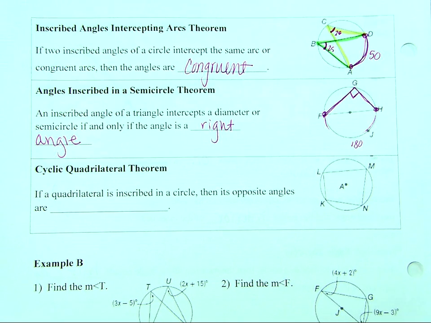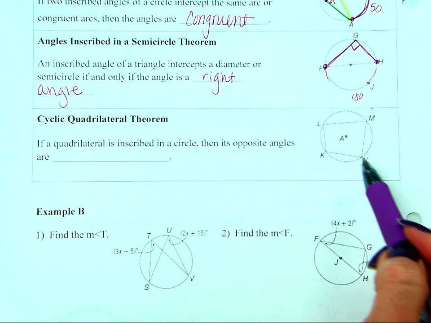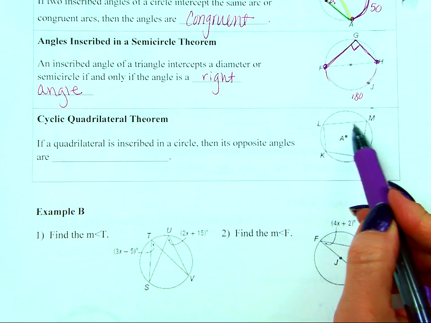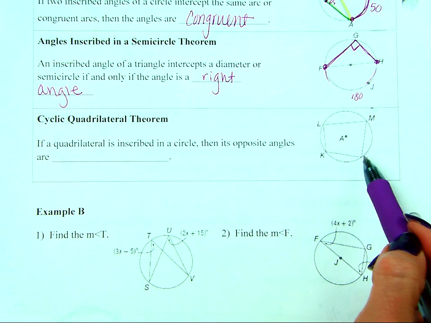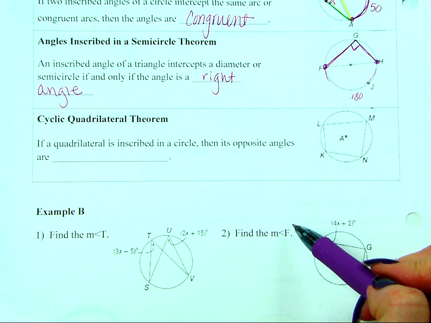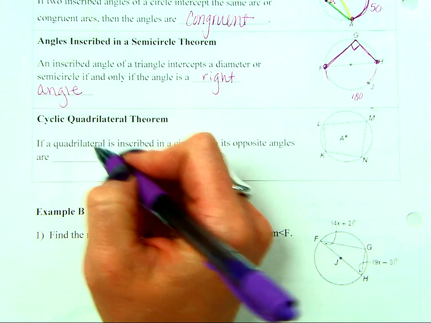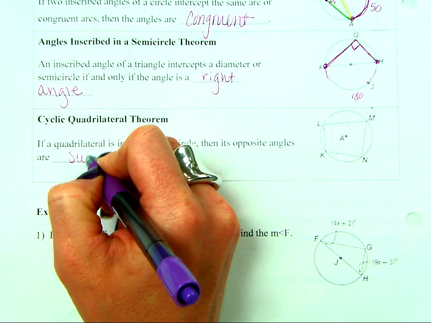And finally, the last one. If you look at the diagram, you can see that we have a quadrilateral perfectly fit inside the circle. So the endpoints are on the circle. They're going to call that a cyclic quadrilateral. Okay? If a quadrilateral is inscribed in a circle, then its opposite angles are going to be supplementary.